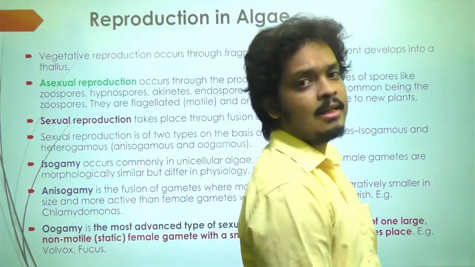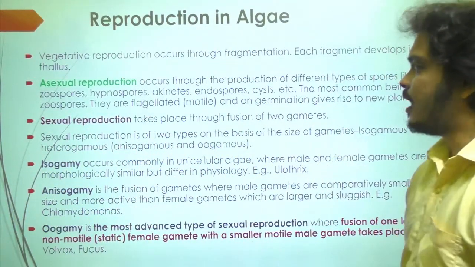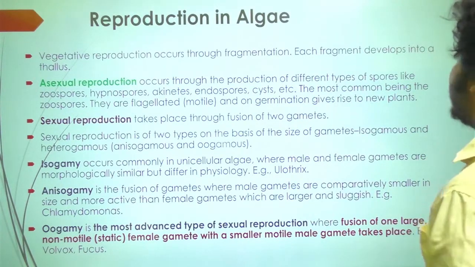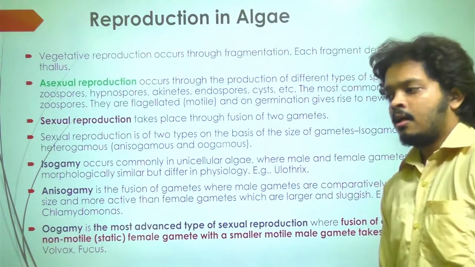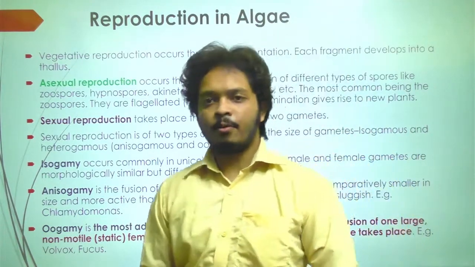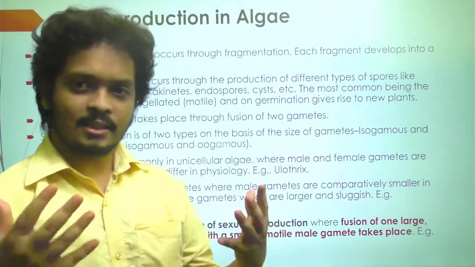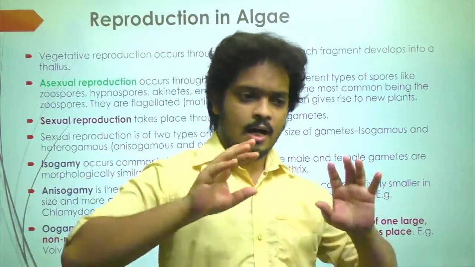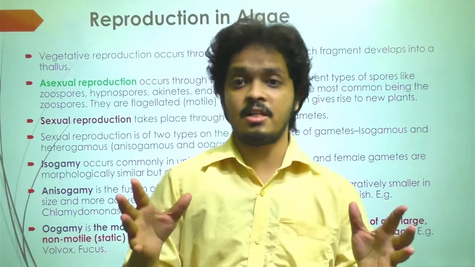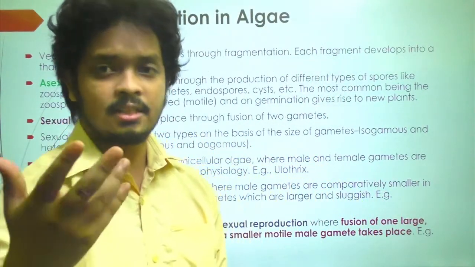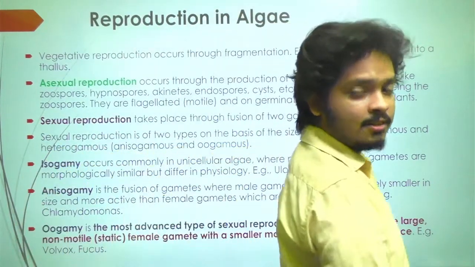How do algae reproduce? Now, vegetative reproduction occurs through fragmentation. These fragments develop into thallus. In case of vegetative reproduction, what happens? An algal body fragments itself. It divides itself into different parts. It forms fragments, and each of these tiny little fragments develops into a new organism. So it is very, very important.